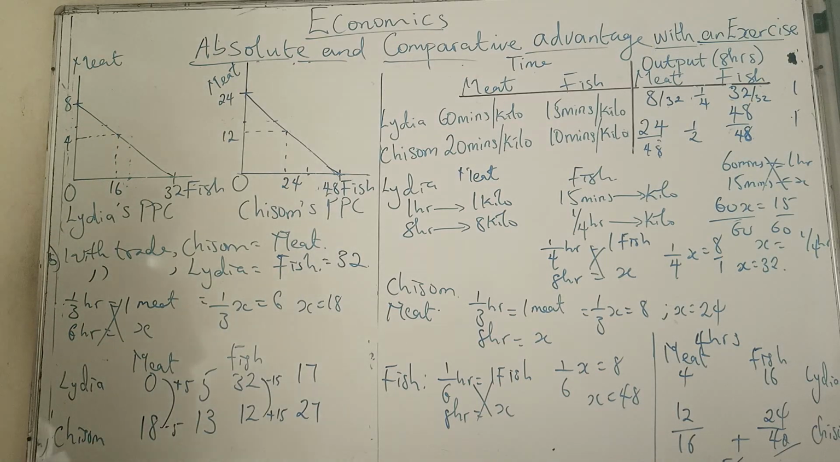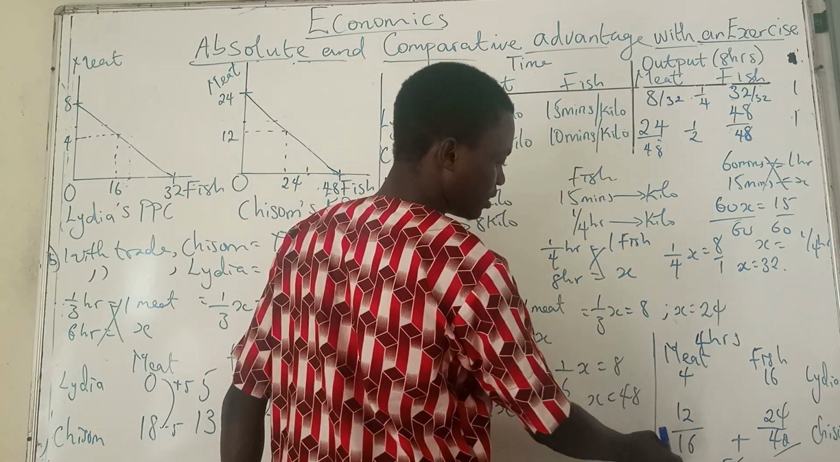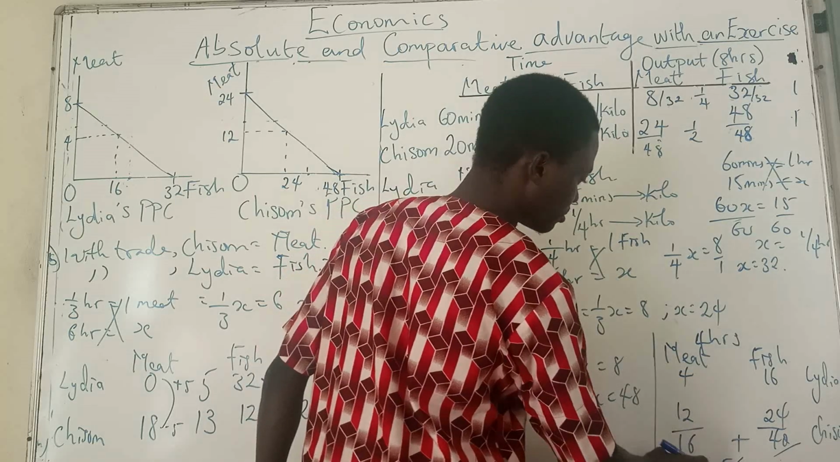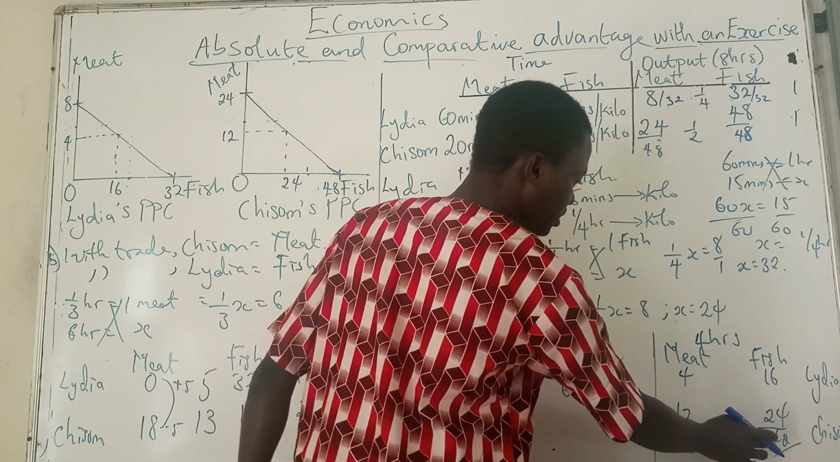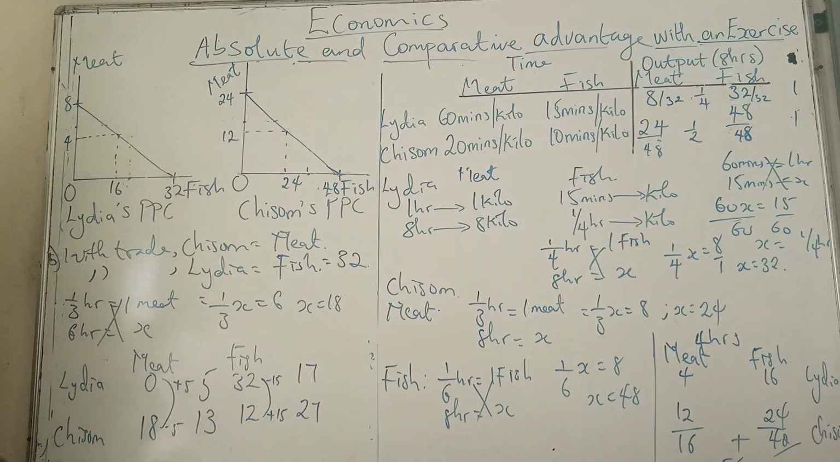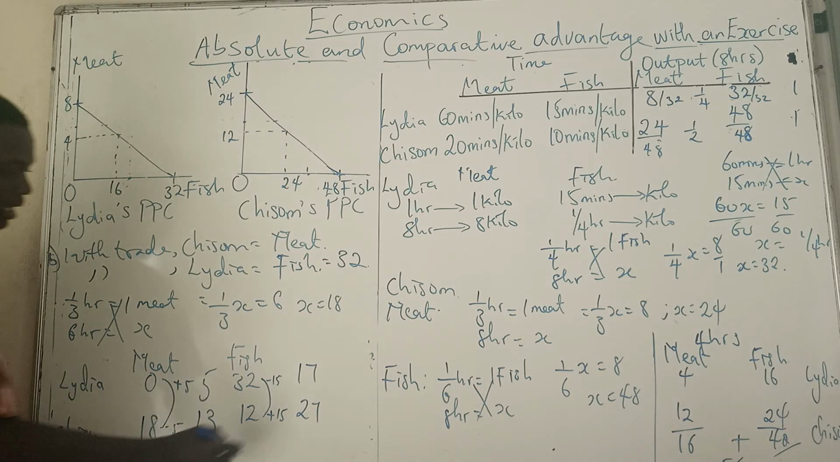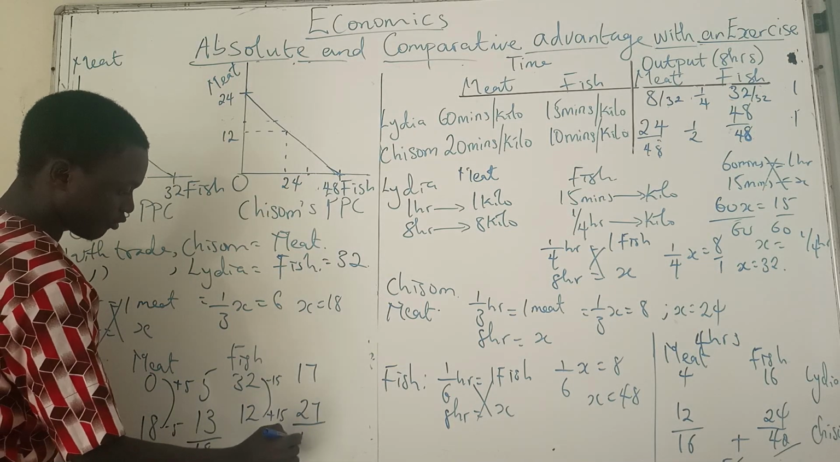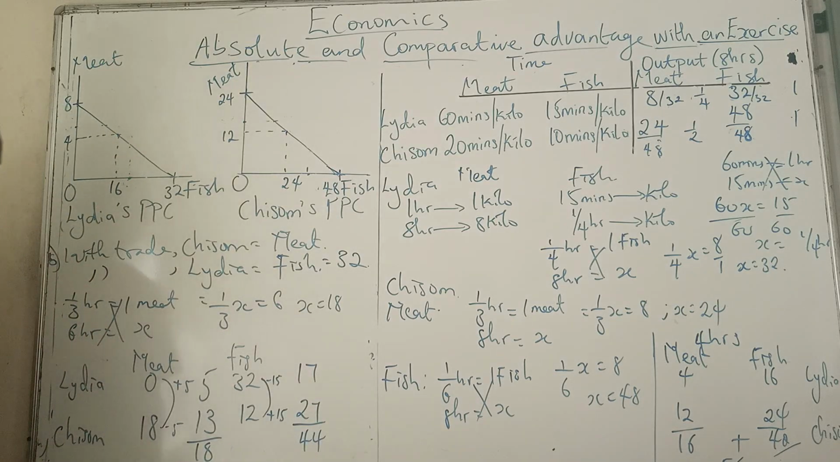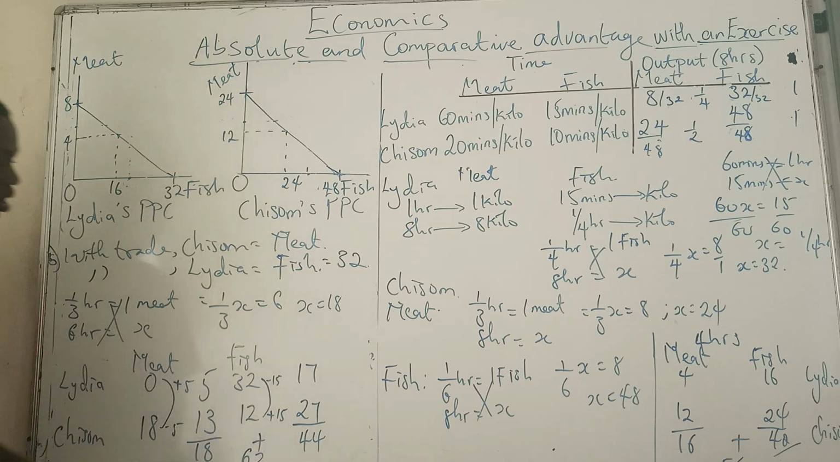Now let's compute the total. Here the total when they didn't specialize was 4 plus 12 is 16, so 16 kilo of meat, and 16 plus 24 is 40 kilo of fish. So what do we have here after they've done some form of exchange? 5 plus 13 is going to give us 18, so 18 kilo of meat, and then 17 plus 27 will give us 44. So this is 44 kilo of fish. By the time we sum up the two, we'll be having 62 kilo.